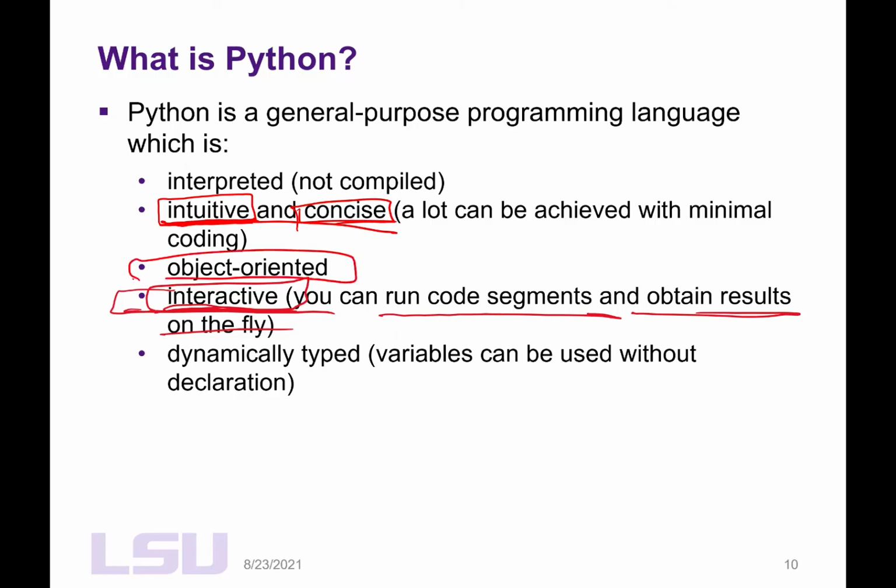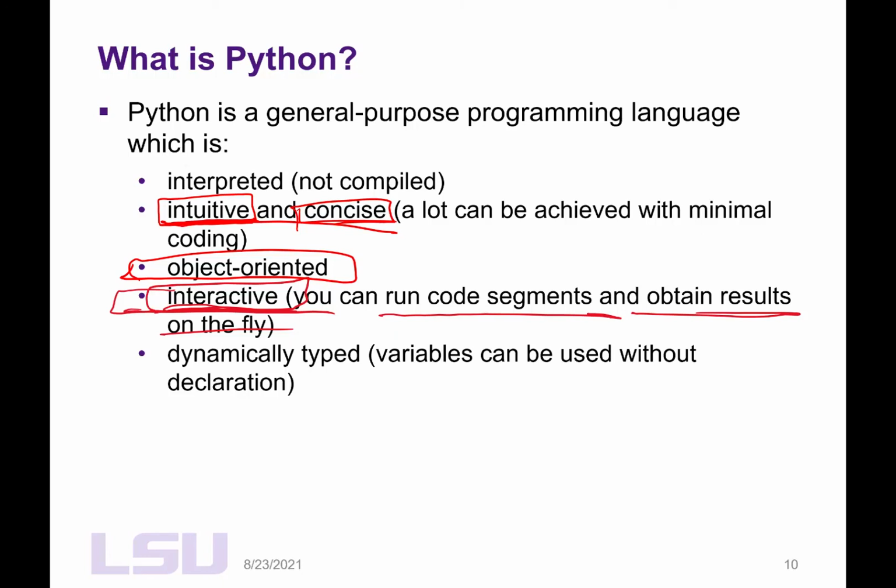It's object-oriented, and we will talk more about object-oriented programming later, but the general idea is object-oriented programming allows you to design your code in an organized or modular format. Whereas in procedural programming, you basically will call functions one after the other.